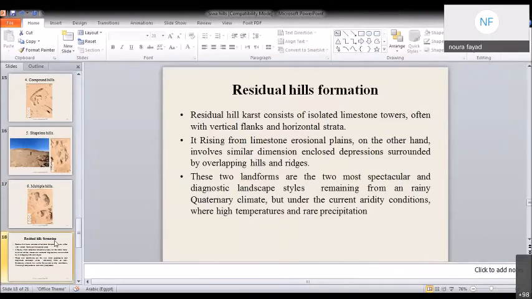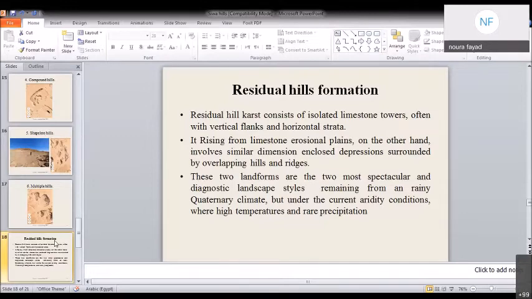Residual hills formation. Residual hill karst consists of isolated limestone towers, often with vertical flanks and horizontal strata, rising from a limestone erosional plain. On the other hand, it also involves closed depressions surrounded by overlapping hills and ridges. These two landforms are the most spectacular and dynamic landscape styles remaining from a rainy Quaternary climate, but under the current arid conditions, high temperature, low precipitation and erosion prevail.